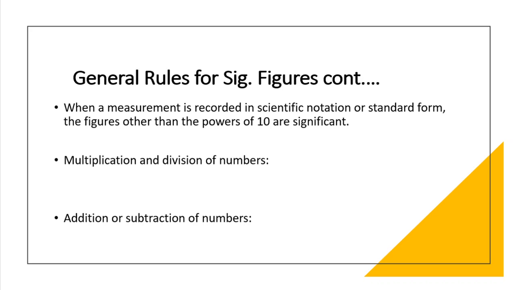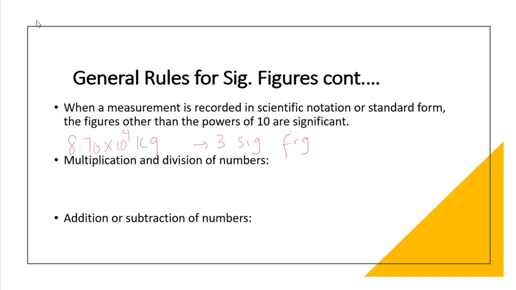Similarly, when a measurement is recorded in scientific notation or standard form, then the figures other than the powers of 10 are significant. For example, we are given a number like 8.70 times 10 to the power 4 kilogram. Then there are 3 significant figures. So it means we don't count this power of 10.